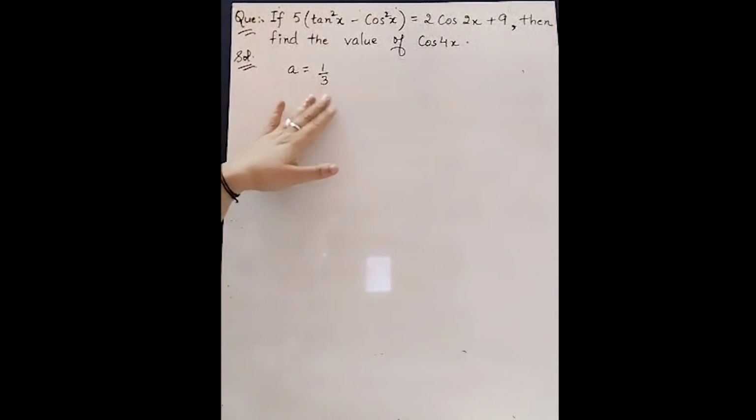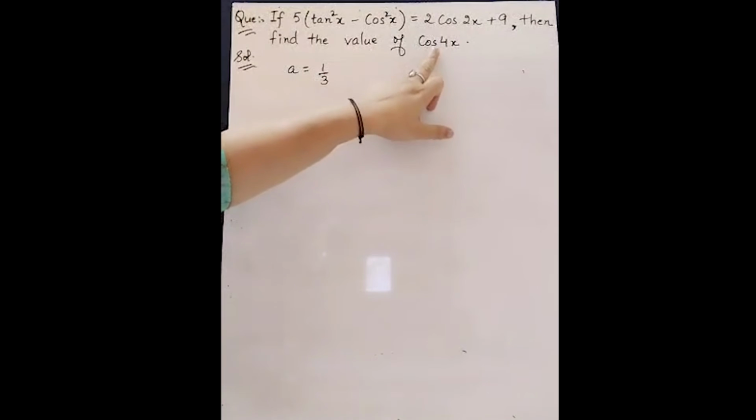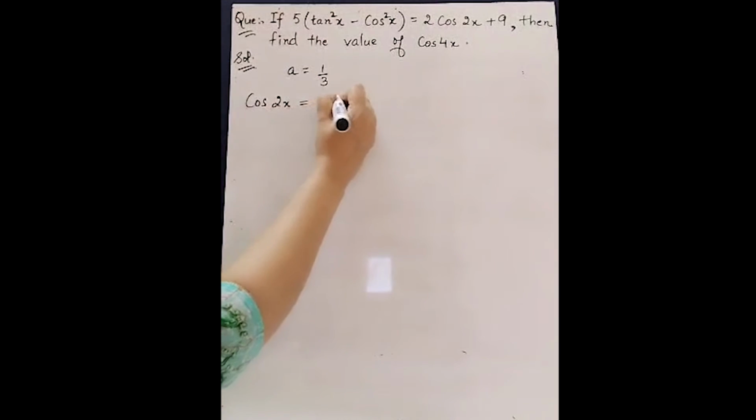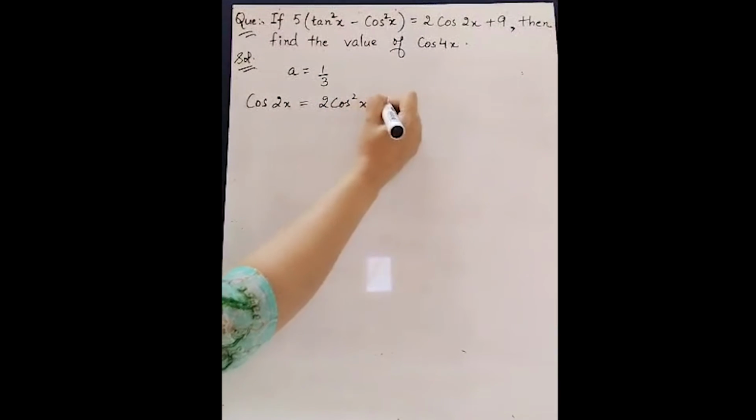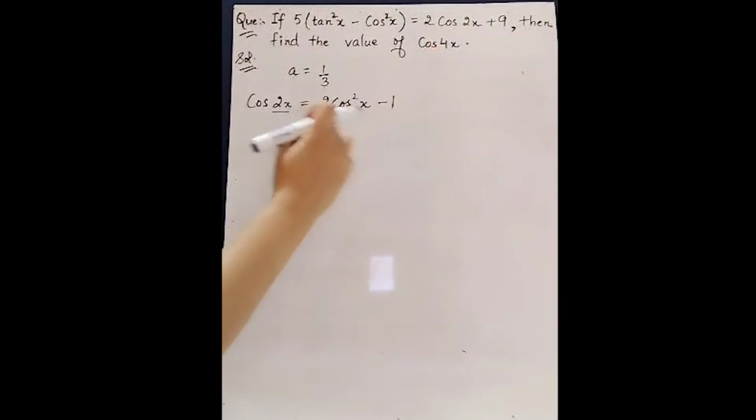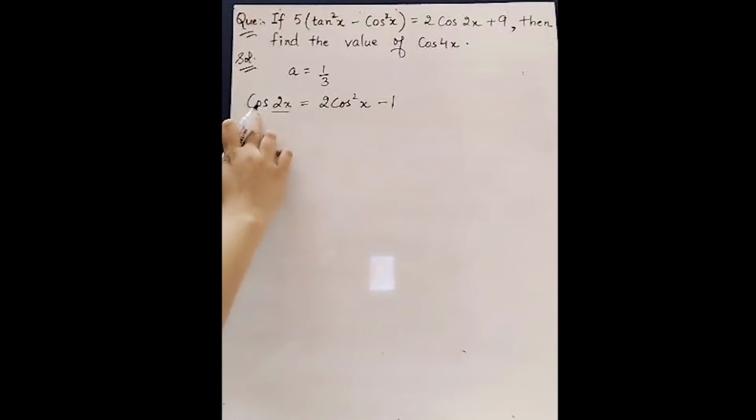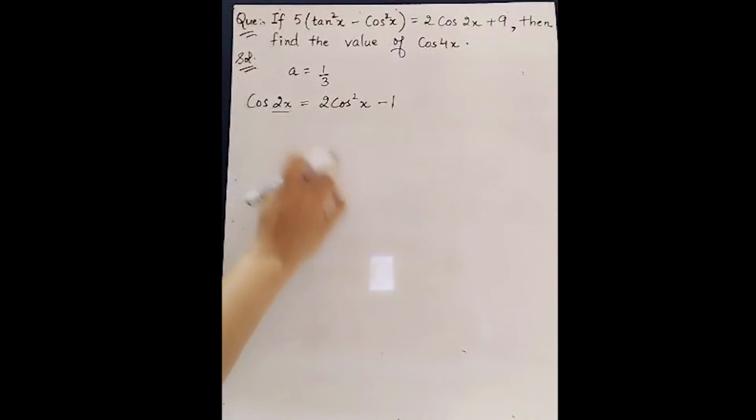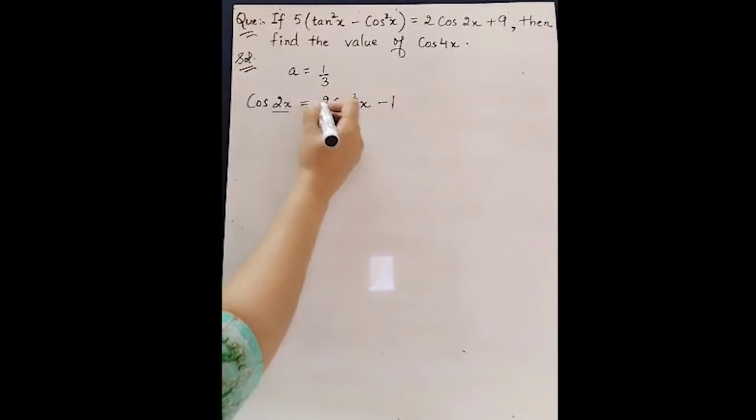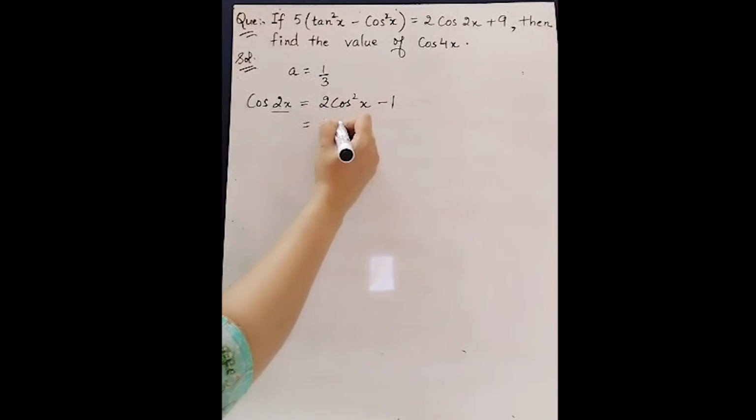So our value of A is equal to 1 by 3. Now we have to solve for cos 4x. Firstly, I will solve for cos 2x. The formula for cos 2x is 2 cos square x minus 1. If we have double the angle, we halve it, so 2x will become x here. Similarly, when we apply it to cos 4x, it will become 2 cos square 2x. Then we will put the value of cos 2x in the next part. So look here firstly at how to solve cos 2x. Cos 2x is equal to 2 cos square x minus 1.